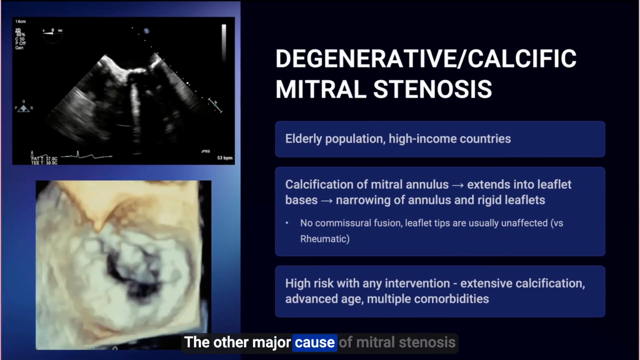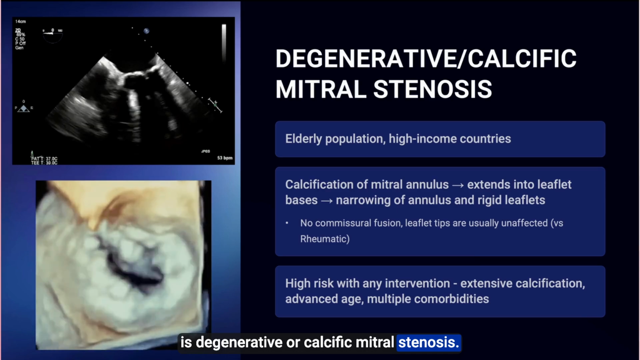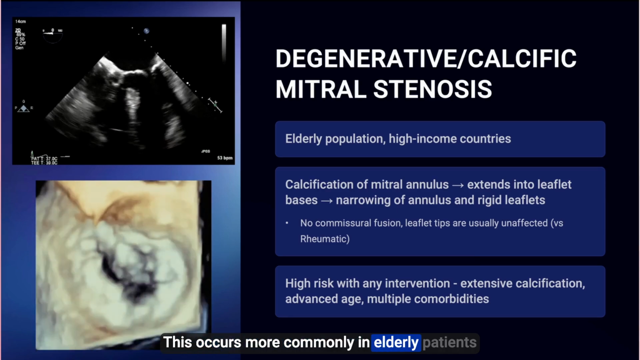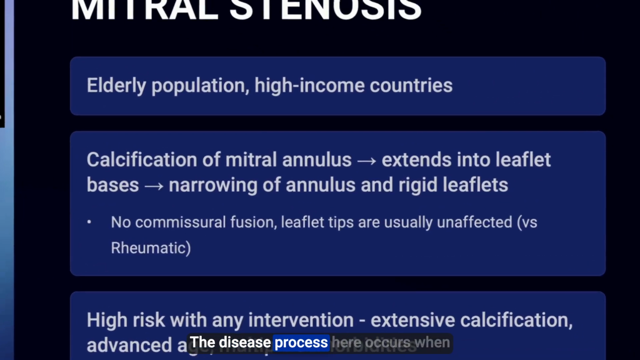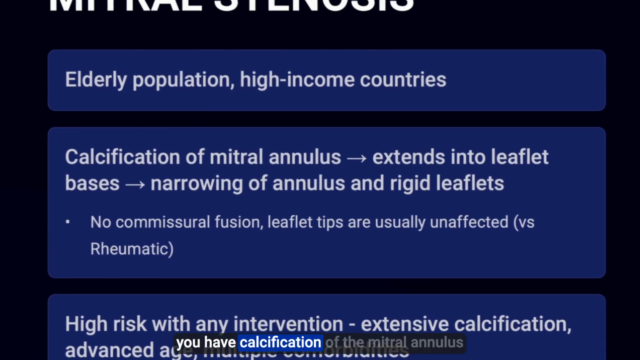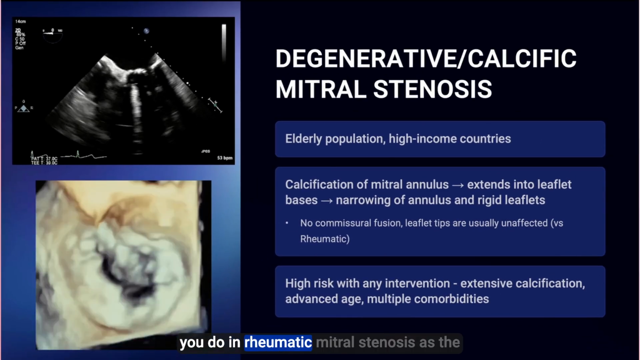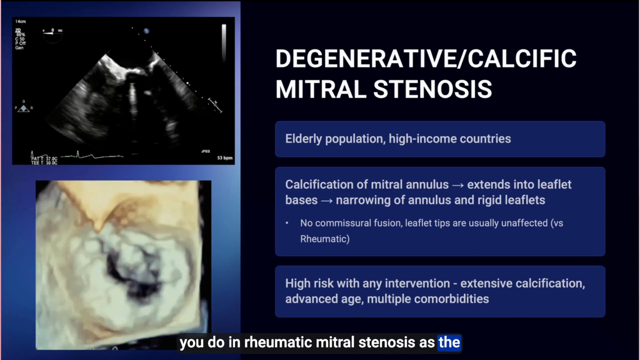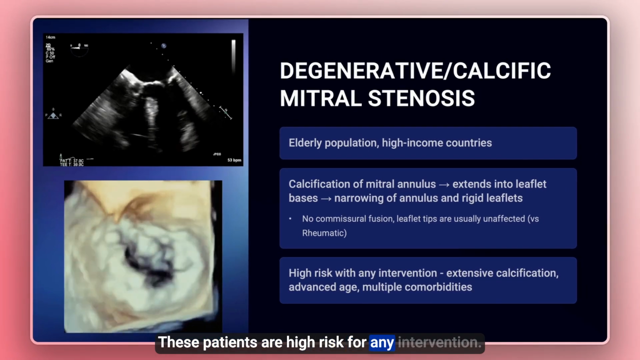The other major cause of mitral stenosis is degenerative or calcific mitral stenosis. This occurs more commonly in elderly patients and especially in high-income countries. The disease process here occurs when you have calcification of the mitral annulus that extends into the leaflet bases. This causes narrowing of the annulus and more rigid leaflets as well. You do not have commissural fusion like you do in rheumatic mitral stenosis, as the leaflet tips are usually unaffected here. These patients are high risk for any intervention.